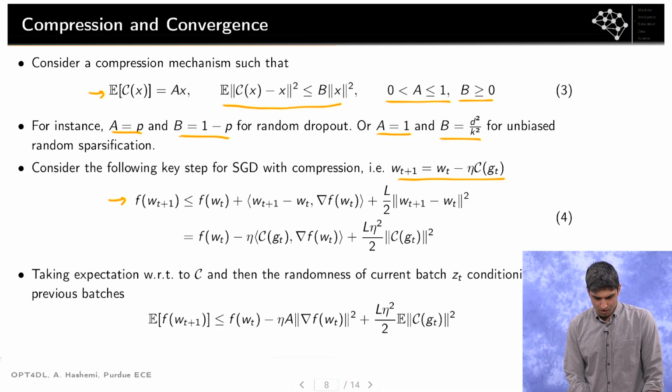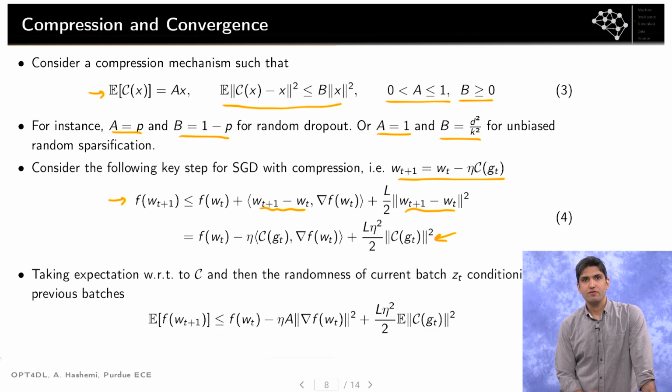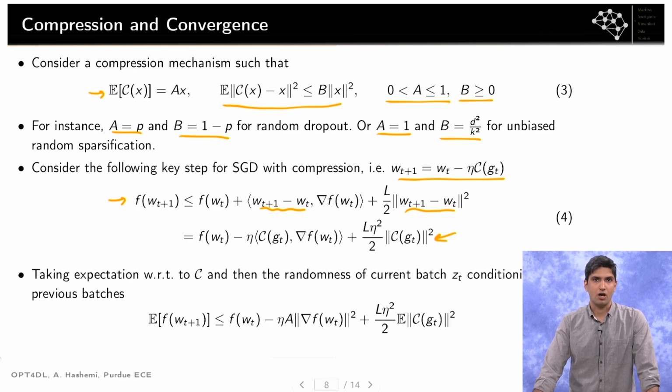Now the next step is to utilize the update of our method to substitute the difference of the next parameter and the current one, and we will arrive at this equation. Previously we didn't have C of g; we had g itself. And we were able to leverage the assumption on a stochastic first-order oracle, unbiasedness and bounded variance, and then carry out the rest of the analysis.